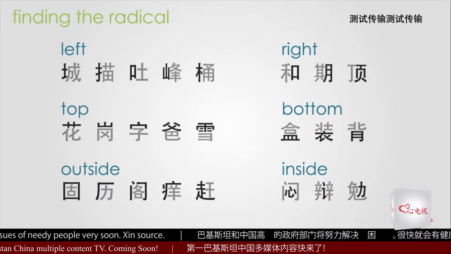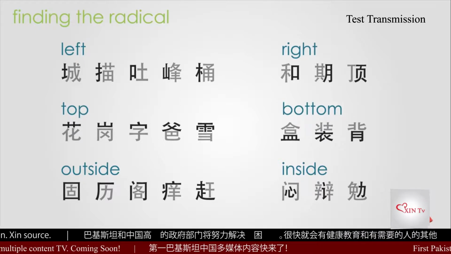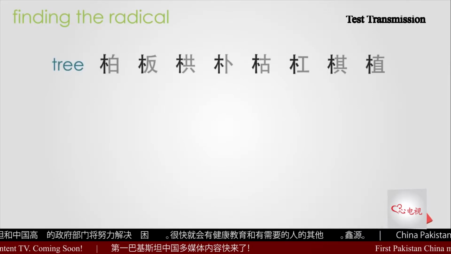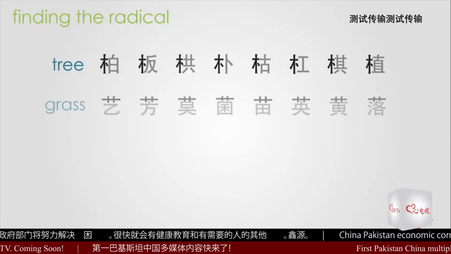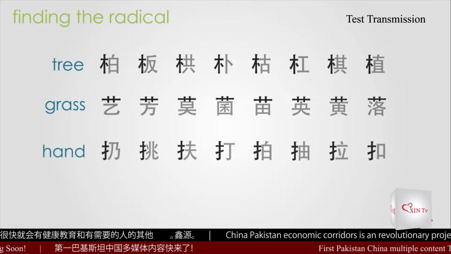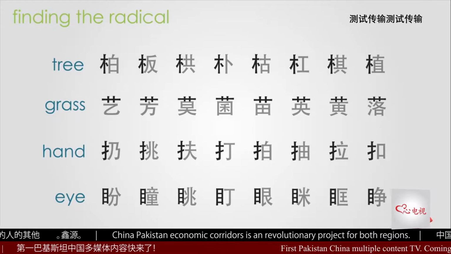But for most characters, the radical is easy to identify, and you will find that with a little experience, radicals will be easy enough to pick out. Just look at the tree radical in these characters, or the grass radical here, or the hand radical here, or the eye radical here. They are all very easy to identify.